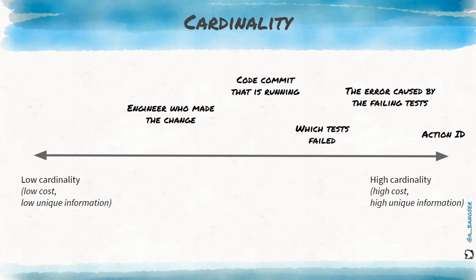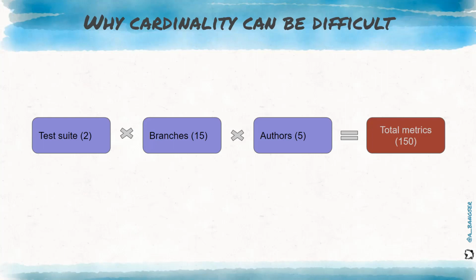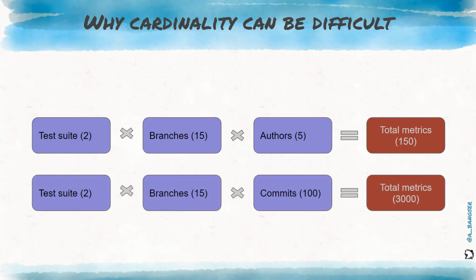Let's have a look at the math behind this just to get a sense of how this grows. If we're looking at something fairly small, maybe 2 test suites, a few branches, and a few authors, we're sitting at something like 150 metrics over time being calculated. The minute that we start adding something with higher cardinality, like the ID or like the commits, we're already speaking about thousands because this is a multiplied value across all the different tags. So each new tag you introduce gets multiplied in against all the other existing tags.